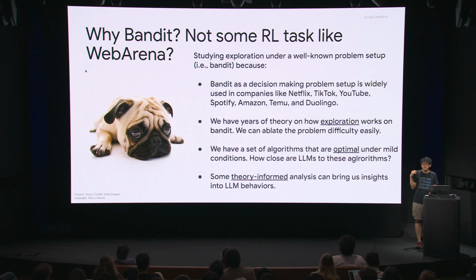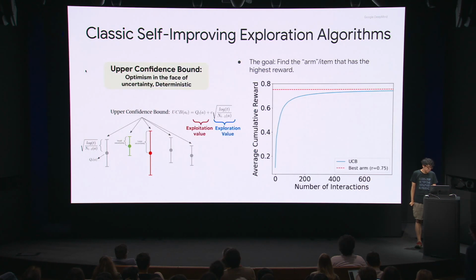Thirdly, this problem has been studied very rigorously by the theory community, and we already know what kind of algorithm is somewhat optimal. We can see how these algorithms can help out LLMs. And finally, we might be able to do some cool analysis inspired by this type of theory work in this problem setup.